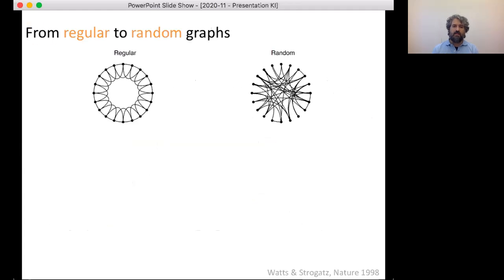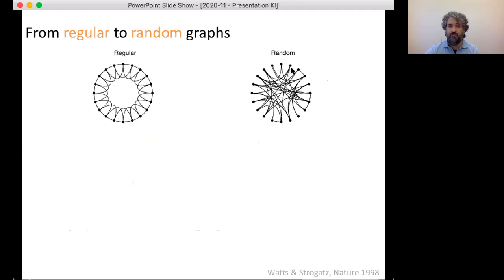Okay, so let's go one more step and introduce the concept of small worldness. So we can think of graphs that are regular, like this one. You see, it's a very regular graph. Why? Because each node is connected to the two adjacent nodes and to the one after. You see, this node is connected with this one, and with this one, and with this one, and with this one, and same for all of them. It's a very, very regular graph.